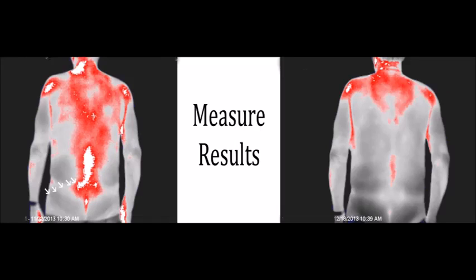Here is another example of how a physical therapist or chiropractor might use thermal imaging. You can see the inflammation present on the left-hand side, and after a course of treatment, you can see how it's improved significantly as inflammation had subsided. This is a great way to monitor patients' results.